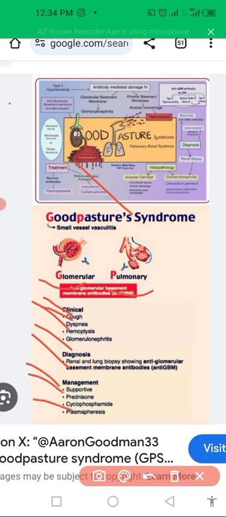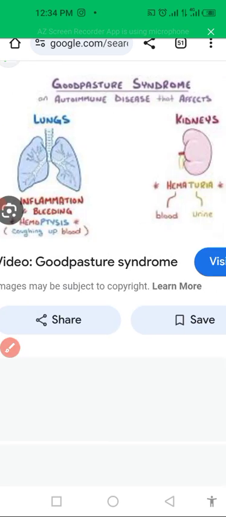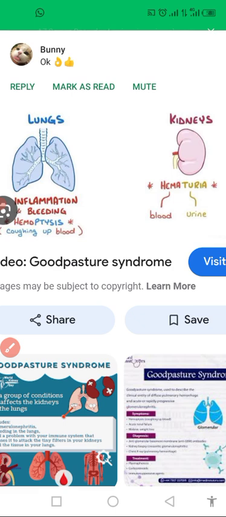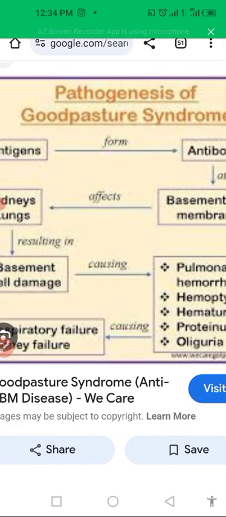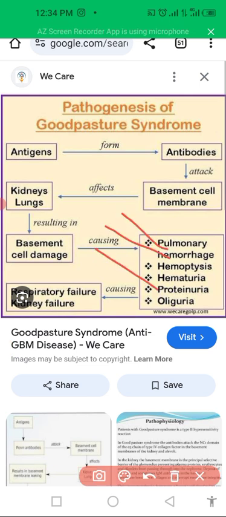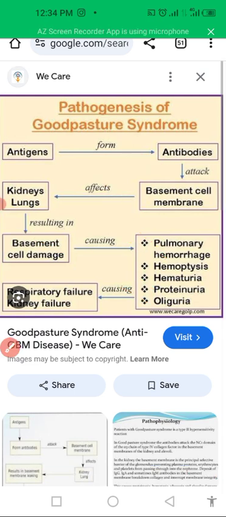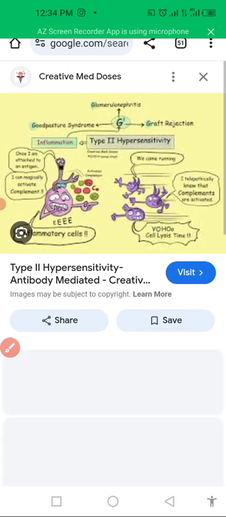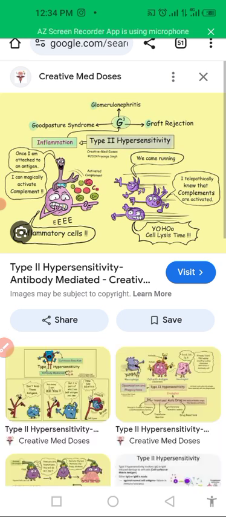Prednisolone, cyclophosphamide, and plasmapheresis are the treatment of choice for Goodpasture syndrome. So what happens? There is hemoptysis, hematuria, and other symptoms related to pulmonary and renal involvement. Pulmonary hemorrhage, hemoptysis, oliguria, proteinuria, basement membrane damage, antigen-antibody damage, all of this is type 2 hypersensitivity, and type 2 hypersensitivity leads to the damage.